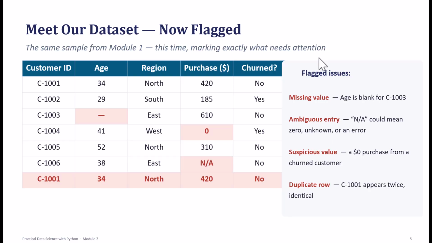Then let us look at our data set and how we flag the problem elements. It is the same data we used in Module 1. You can see we have this one flagged here: a missing age. We have unrealistic 0 values here. We have not available, empty. We have a duplicate row here, matching with another row here, exactly the same, nothing different.